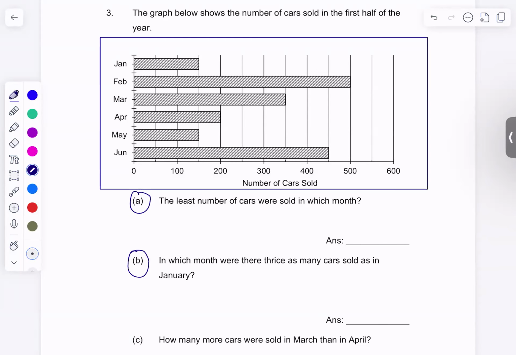Is it January and May? Hello, sorry. Is it January and May? Okay, this is January and May. Correct. And then, how about question B? Part B, you want to try? Yeah. Can.